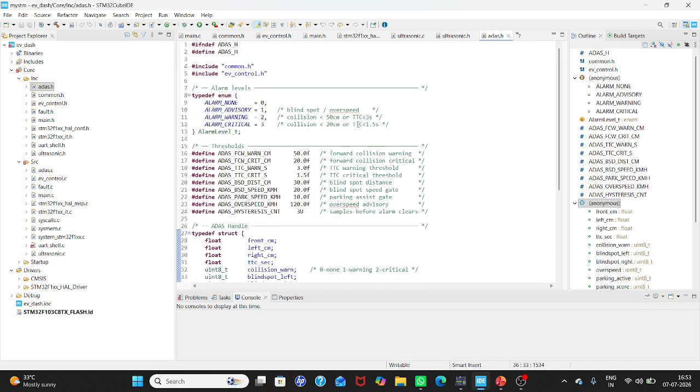ADAS.h. This file defines the ADAS engine. It stores collision threshold, blind spot limits, time to collision values, and alarm levels. Using sensor data, it determines whether the vehicle is in a safe or danger condition.